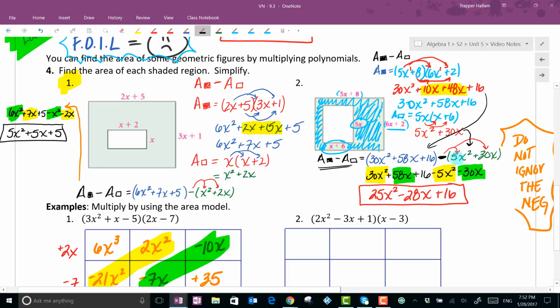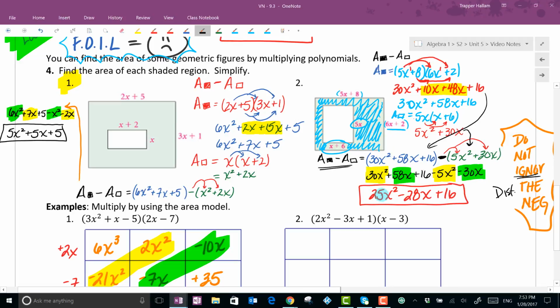Is that this negative, do not ignore it. It has to be distributive. You have to distribute that negative to every term that's in the parentheses of the polynomial that's being subtracted. Have to. Okay, so you can see that I've distributed that negative to both. What does that mean? It just means that the signs switch. So if this is a positive 5x squared, it becomes a negative 5x squared. And if this is a positive 30x, it becomes a negative 30x.